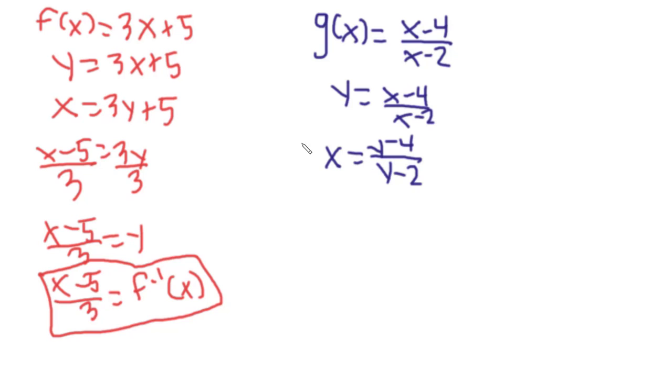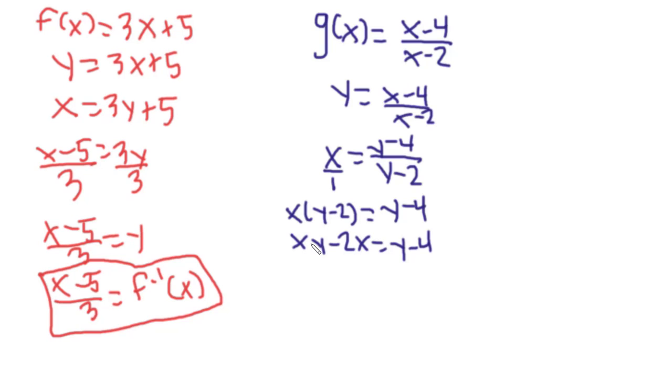Alright, so now it is kind of confusing here because it's maybe not clear what you're supposed to do. Because you have a y on top, a y on bottom, and somehow you got to solve for y, and how do you get the y's together? But what we're going to have to do is cross multiply. So you have like a proportion here, so you can cross multiply. So that's going to be x times y minus 2 equals y minus 4. Distribute your x, that's xy minus 2x equals y minus 4.